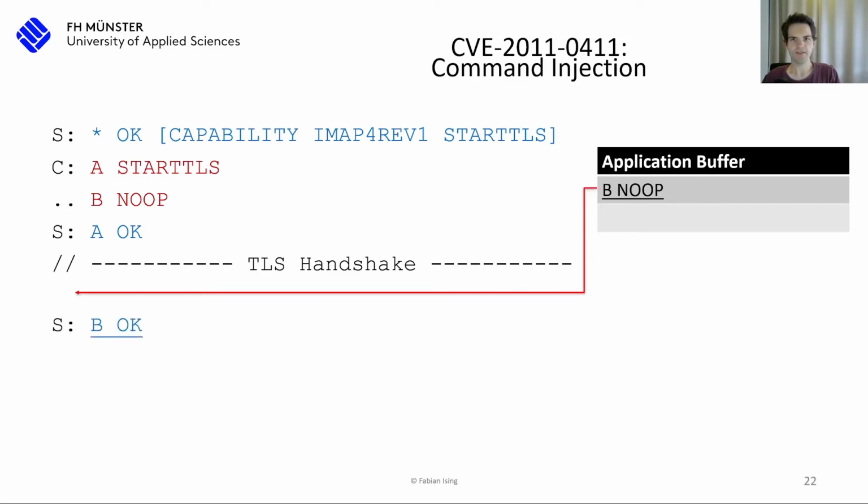Postfix, for example, never cleared this buffer after transitioning to TLS. Therefore, this command is taken from the buffer after the TLS handshake, even though it was sent in unauthenticated plaintext, and now it is indistinguishable from a command sent over TLS.